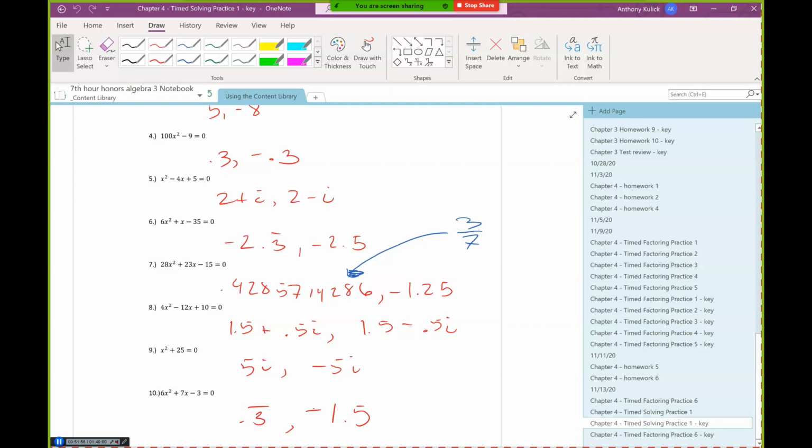Lucas. I got 0.3 and negative 0.3 I. So I got an I in both numbers for number 4. Did you put in C as positive 9 or negative 9? I'm guessing you put in positive 9. Okay, yeah. Okay. Yep. No problem.